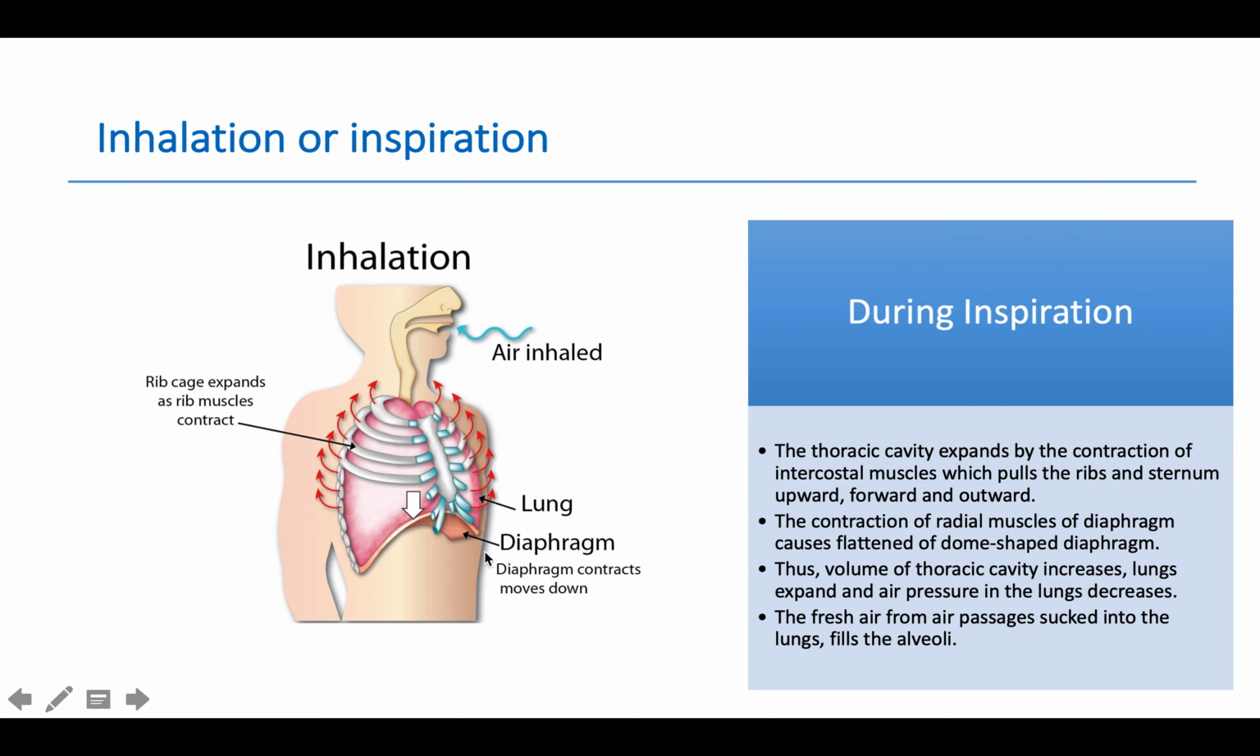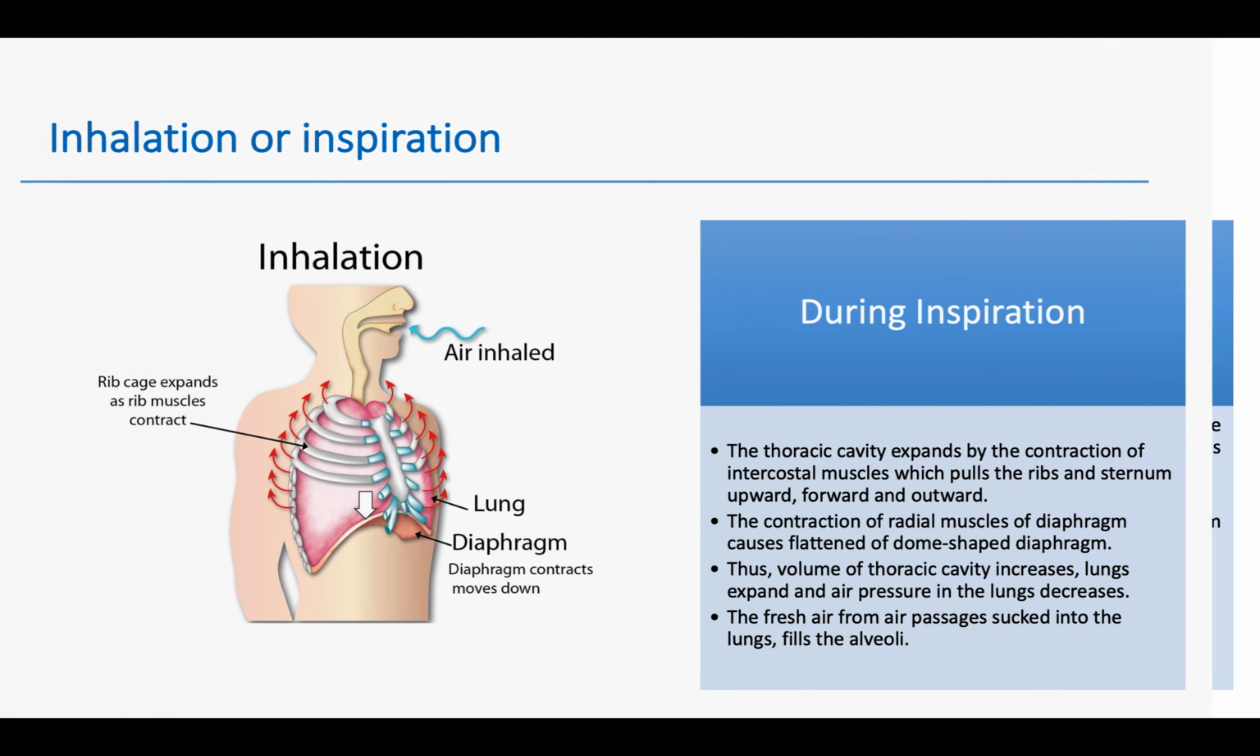The contraction of radial muscles of the diaphragm causes flattening of the dome-shaped diaphragm. This dome-shaped diaphragm becomes flattened. It also helps in increasing the volume of the thoracic cavity. As the volume increases, the pressure decreases. Thus, the volume of the thoracic cavity increases, lungs expand, and air pressure in the lungs decreases. The fresh air from air passages is sucked into the lungs and fills the alveoli.